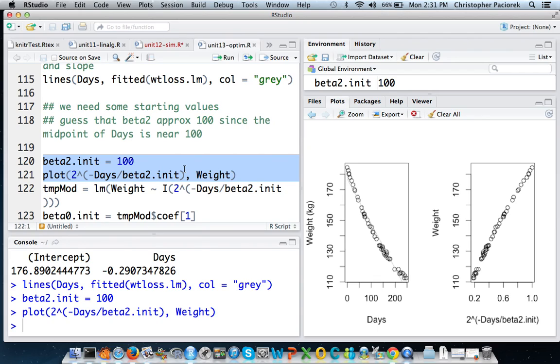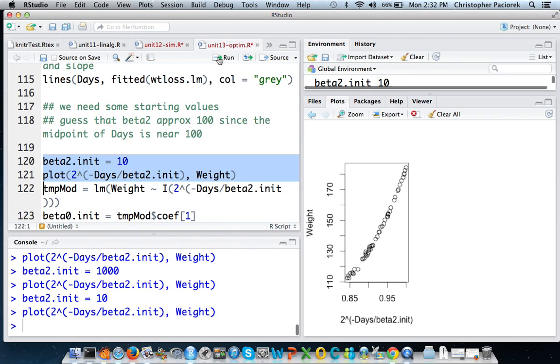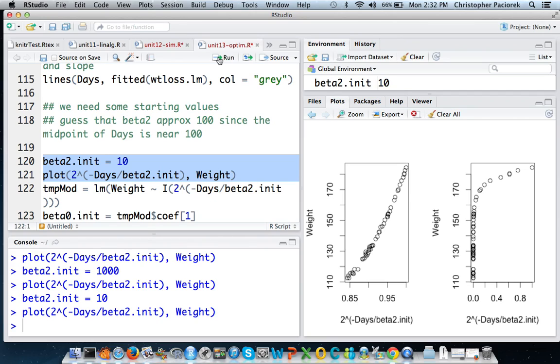I could try out different values of beta 2 and see how they go. Like what if I did 1,000? Would that look terrible? Would that look okay? Okay, so that looks more curvy than with an initial value of 100. What if I tried out 10? You could just play around with this sort of thing. Well, that's pretty bad, right? So that's an indication that 10 is not the right order of magnitude for this particular covariate. Okay, so let's go back to 100 since it seemed like that was pretty good.